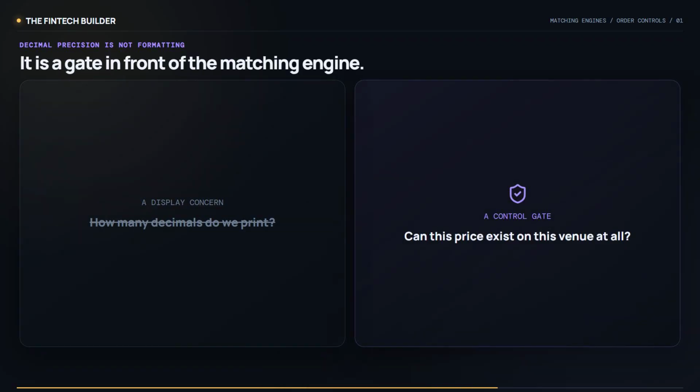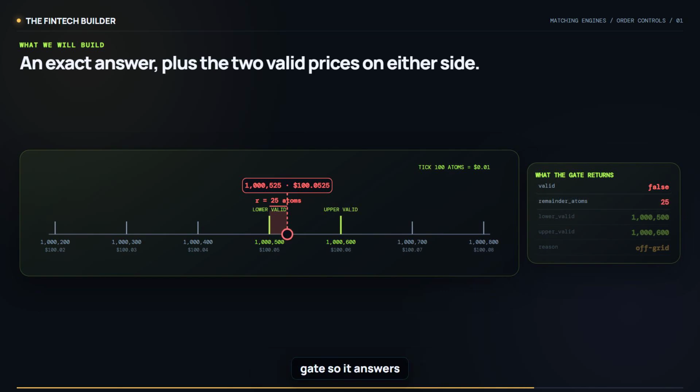It is a gate. In this tutorial, we build that gate so it answers exactly, with no floating point ambiguity, and tells the sender the two valid prices on either side.